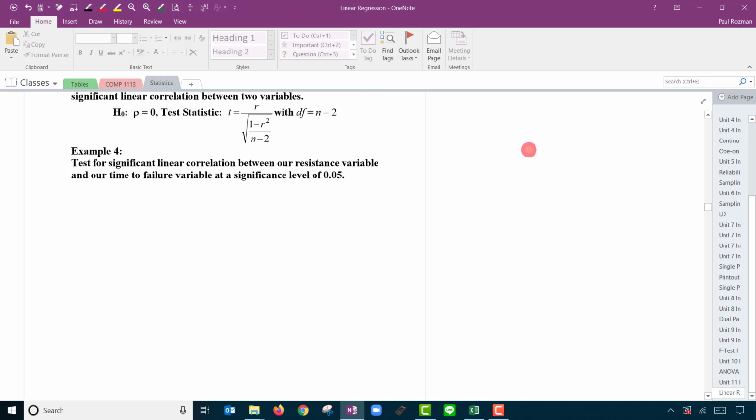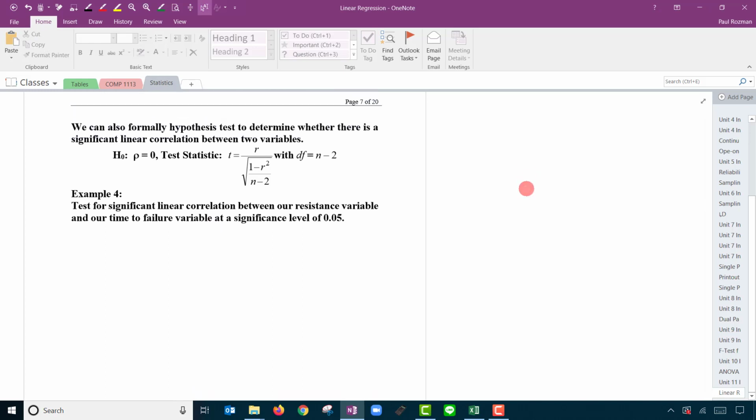I don't believe Excel automatically gives us the p-value for this test, so we'd have to do this one ourselves using this test statistic. Notice the degrees of freedom are n-2. That often happens. We have two data sets. We have our x column and our y column, so we lose 2 degrees of freedom.